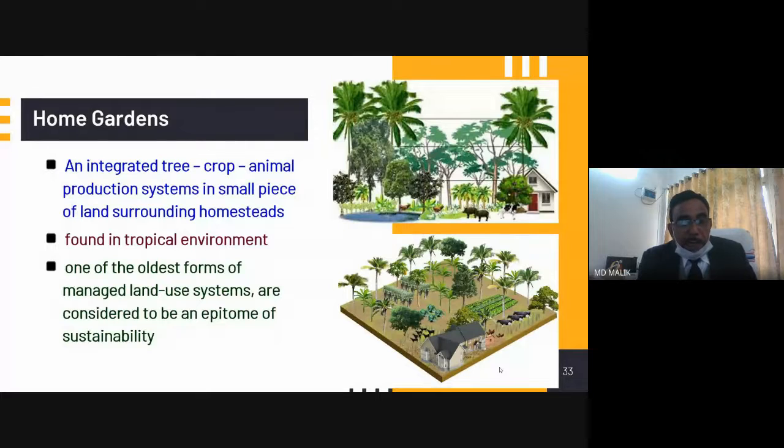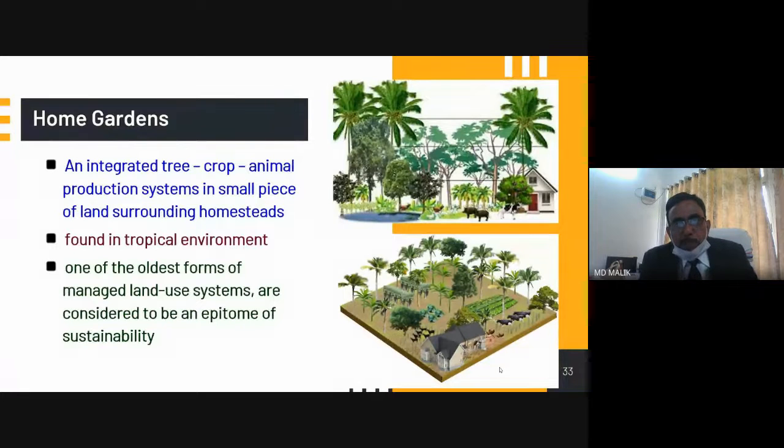See, in Kerala, now this is home gardens. It is very famous. It is also an integration of tree, crop, animals, all these components in the homestead garden. The homestead garden of Kerala is very famous in Asian countries. Even in Philippines also, even in China also, they are promoting these home gardens.